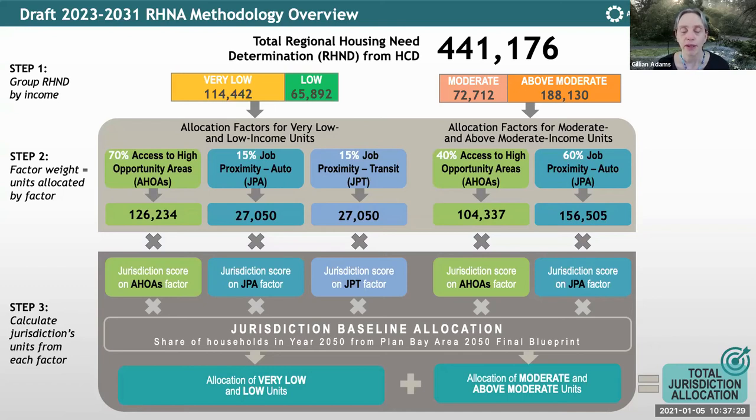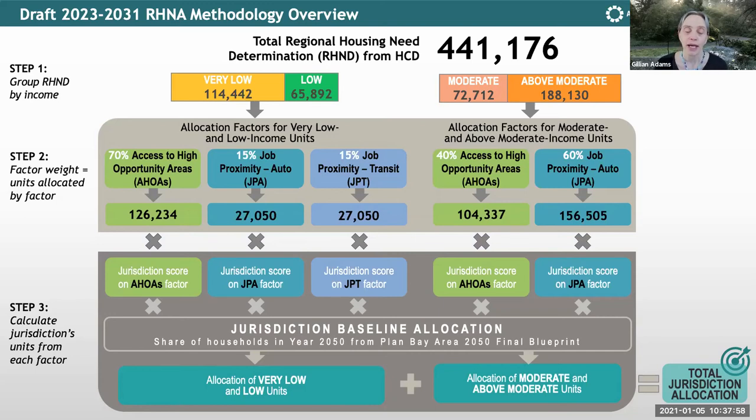Step 2 shows the allocation factors and weights. The draft RHNA methodology uses one group of factors and weights to allocate very low and low income units, while another set of factors and weights allocates the moderate and above moderate income units. The graphic shows the weight assigned to each factor and the resulting number of units allocated by each factor. The weight represents the factor's relative importance in the overall allocation, as the weight determines the share of the region's housing need that will be assigned by that particular factor.